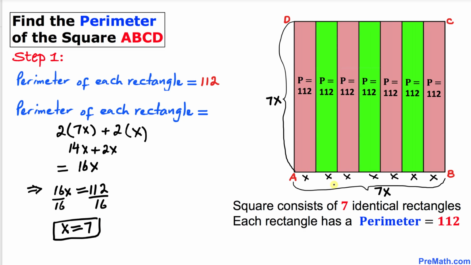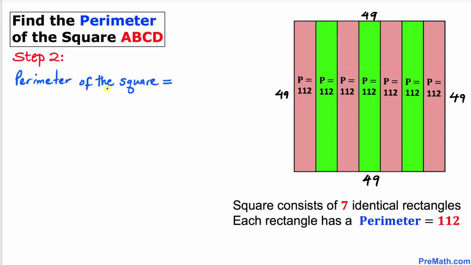So the side length AB of this square is going to be 7 times, we are going to replace x by 7, so 7 times 7 is going to be 49. Likewise, this is going to be 7 times 7, which is 49 units as well. And all these are going to be 49 as well.